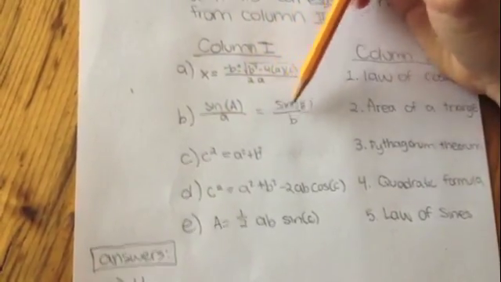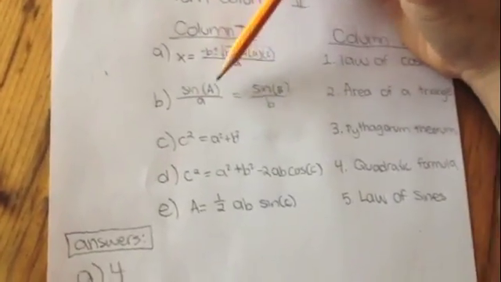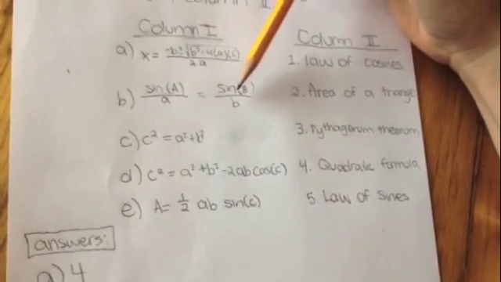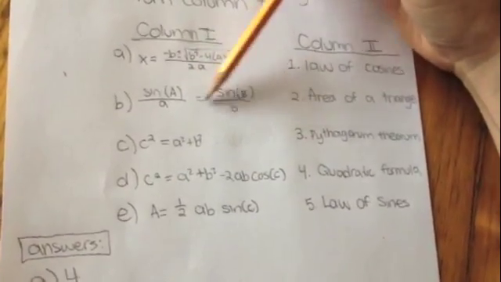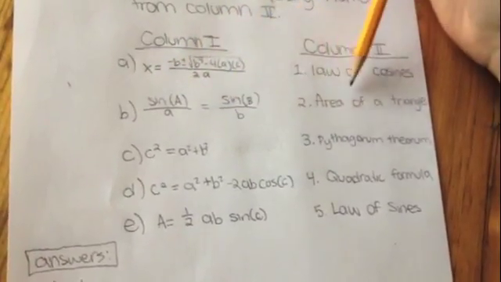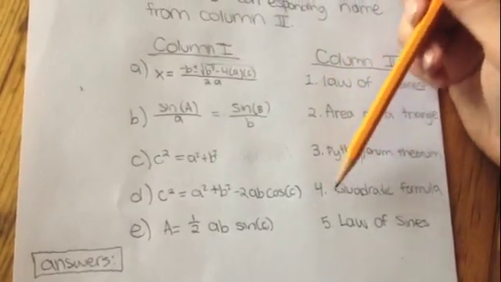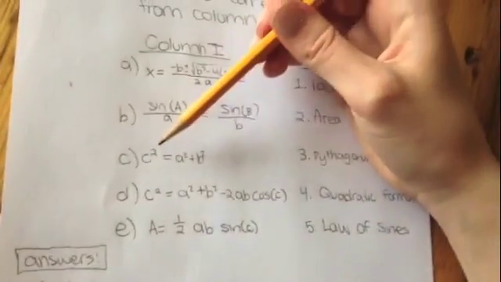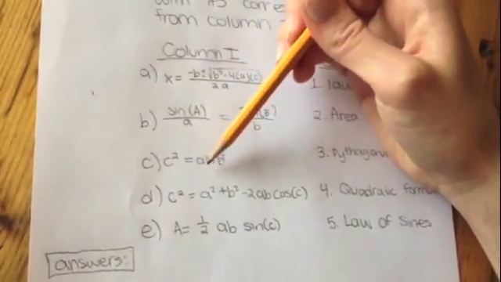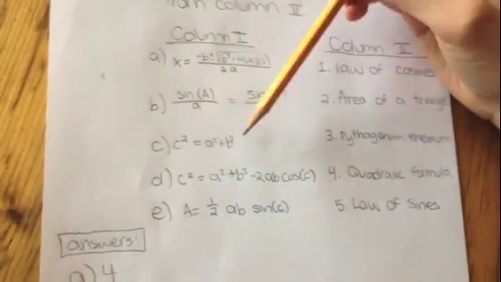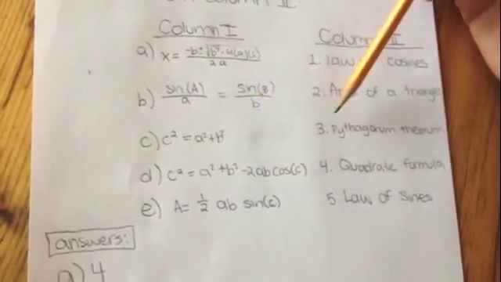B is sine of A over A is equal to sine of B over B. We often use this to try and find angles in a triangle. So we can see that B is not the area of the triangle, not the law of cosines, but the law of sines, number 5. C is c squared is equal to a squared plus b squared. That is a common formula that we all know to be the Pythagorean theorem, number 3.